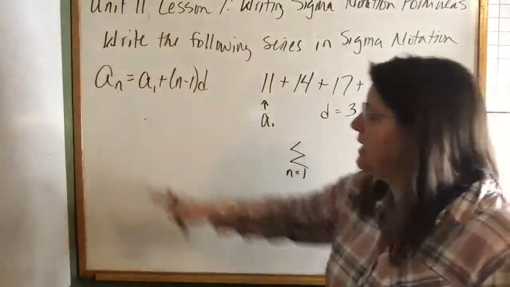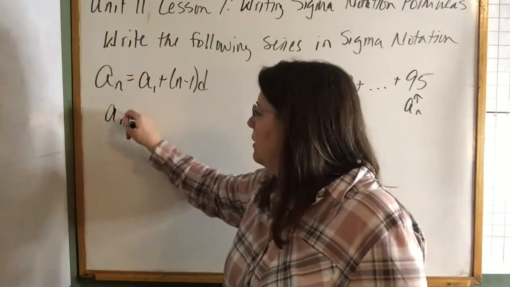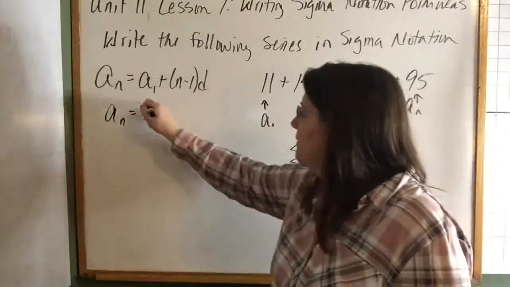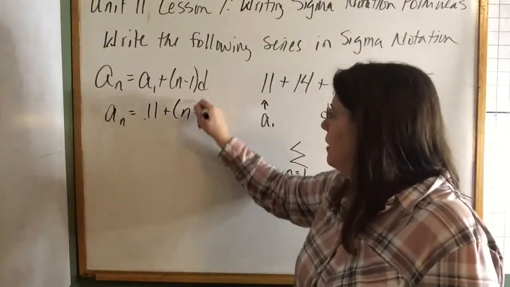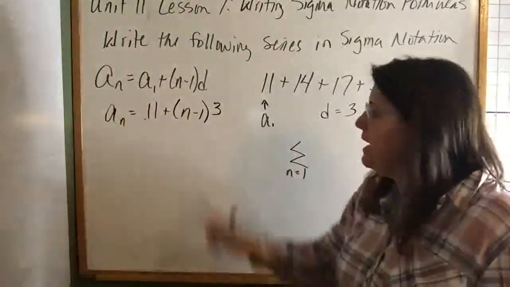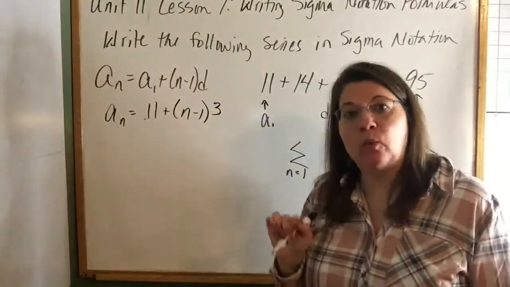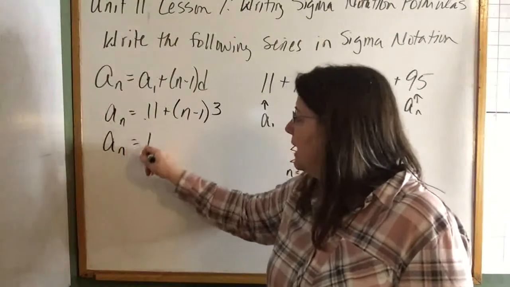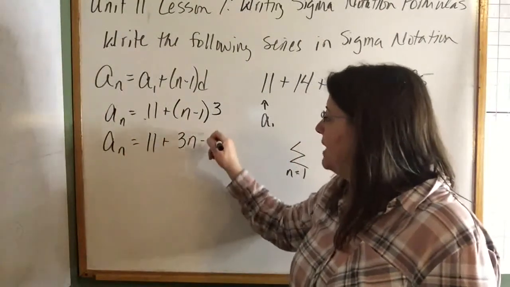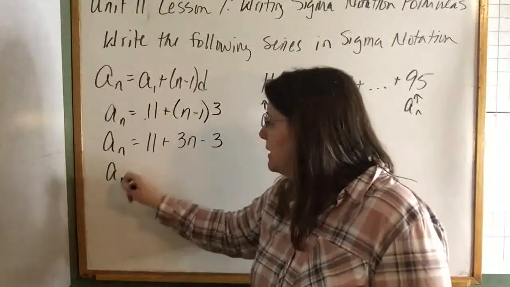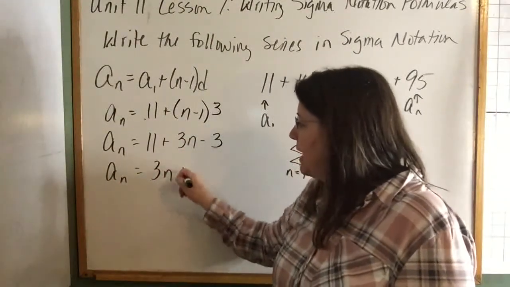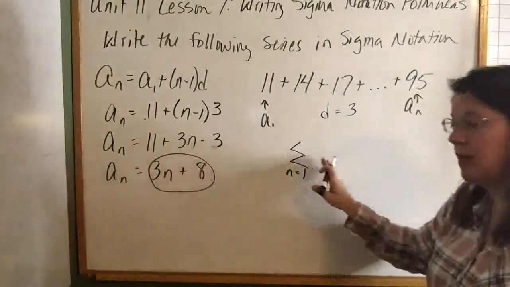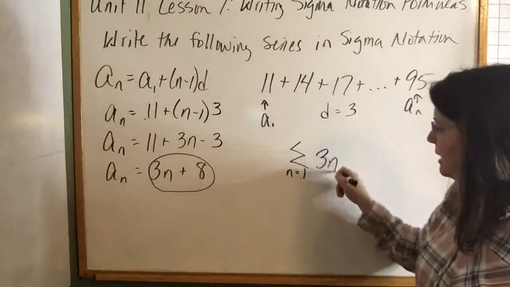Well, remember, back a couple sections ago, we learned how to write the formula for an arithmetic sequence. We said that if we let a sub n equal, and then we plug in a sub 1 and d, a sub 1 is 11, d was 3. If we plug all that in and then simplify it, we will have the formula for this sequence. Well, if I do that, a sub n equals 11 plus 3n minus 3. So a sub n is equal to 3n plus 8. This is the formula for my sequence. That's the formula for this sigma notation, 3n plus 8.